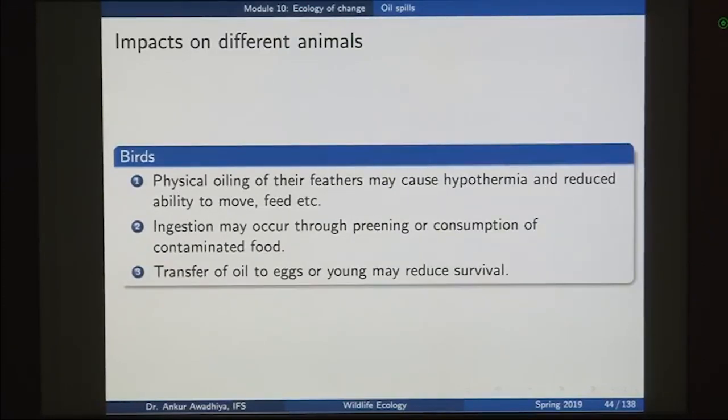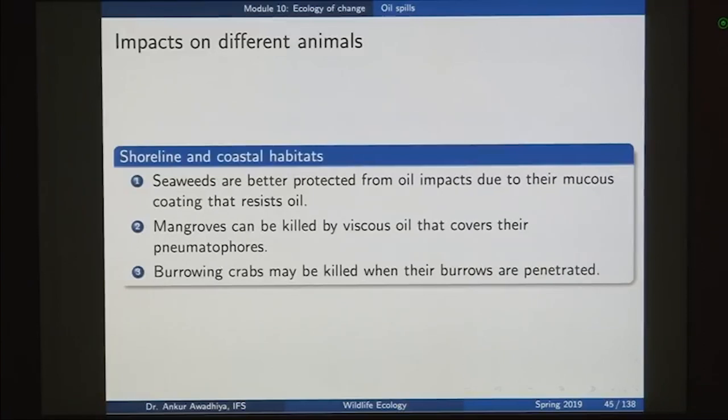In the case of birds, for those birds that are coming down to look for fishes, they are also exposed to very high concentrations of oil. And in this case also, physical oiling causes hypothermia, reduced ability to move, reduced ability to feed, and there could be ingestion if they are preening or if they are feeding on contaminated food because of the process of biomagnification. And there is transfer of oil to eggs and young ones. If there is such a transfer, then it also reduces the amount of survival, because if there is oil on the body of the bird and if it goes and sits on the eggs, then it might cover the egg, and in that process the egg will not be able to get oxygen for the developing chick.